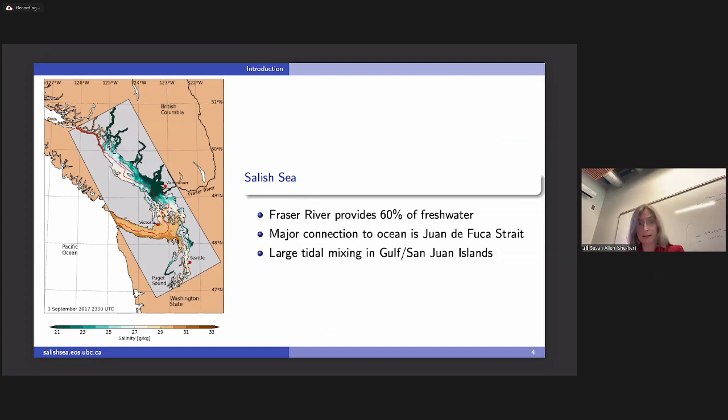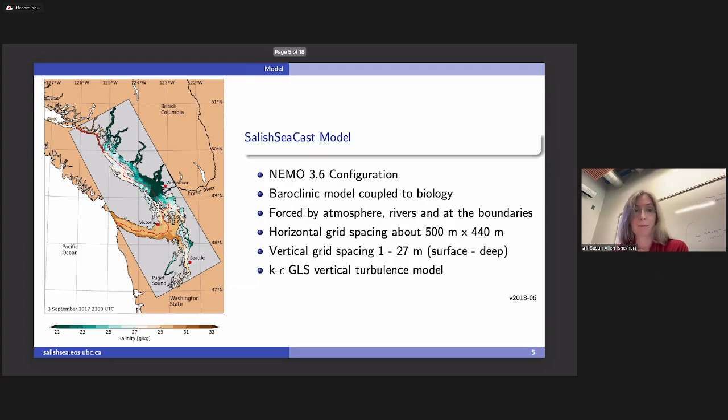Okay, so we're here in the Salish Sea. We've gone a little bit south from where Ben was. This region is very freshwater dominated, and most of that fresh water comes in from the Fraser River, which enters here. The major connection to the open ocean is down here at the mouth of Juan de Fuca. And in between, we have this region of islands, the Gulf Islands here and the San Juan Islands here. This is a constricted area with large tidal mixing.